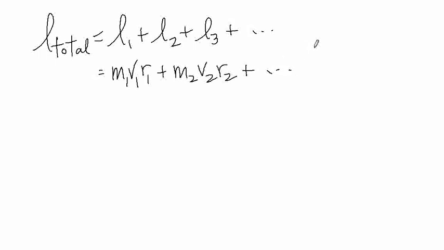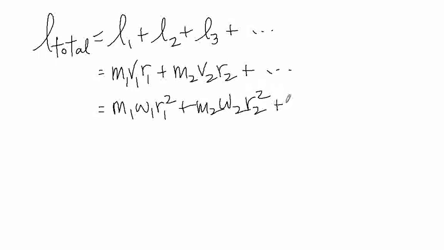Now, we also know that we can define an angular velocity for every object moving in a circle, and we can express the total angular momentum in terms of the corresponding angular velocities for all the objects instead of the corresponding linear velocities. So if we did that, that would give us the following formula. m1 omega 1 r1 squared plus m2 omega 2 r2 squared, etc., etc.